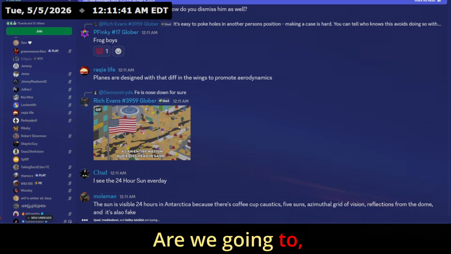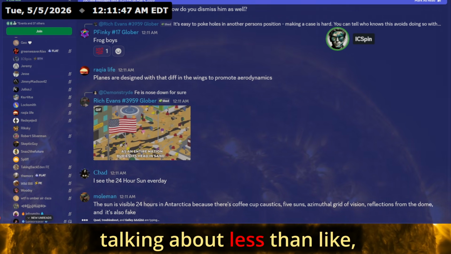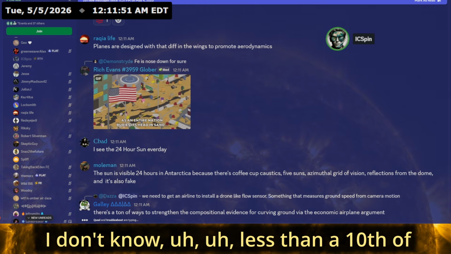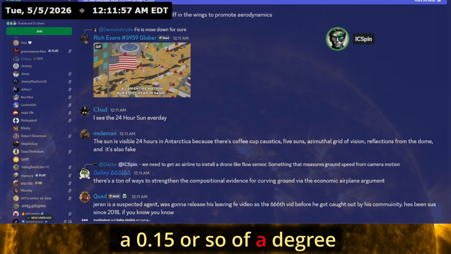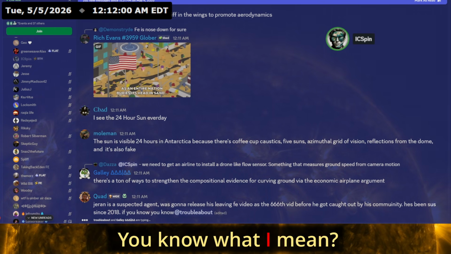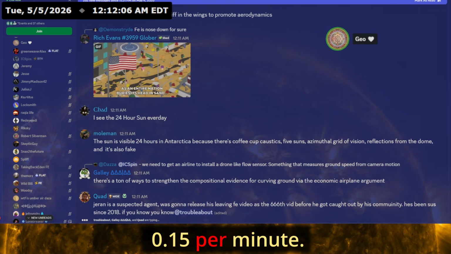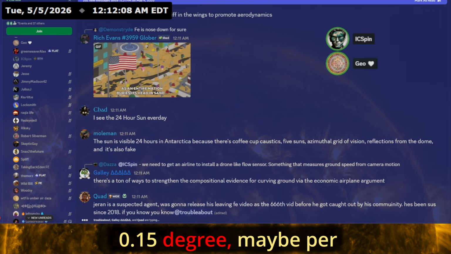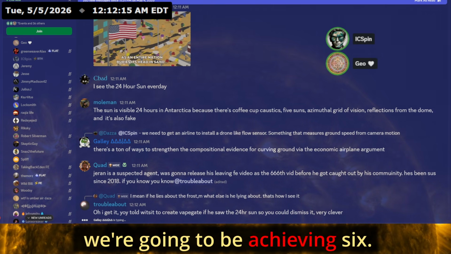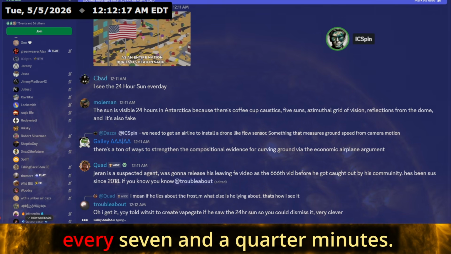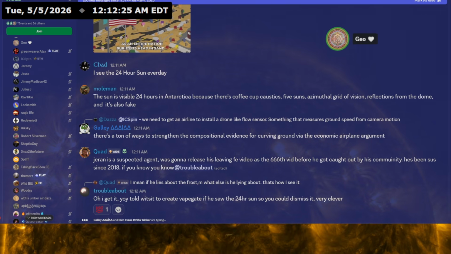Are we going to detect it? If we're breaking it down to every minute, we're talking about less than a tenth, definitely around 0.15 or so of a degree every minute. Are we going to feel that? It's a very, very small amount. I don't know, maybe someone else can speak on it. 0.15 per minute, is that what you said? 0.15 degree maybe per minute is what I said. If we're going 500 miles an hour, we're going to be achieving 1 degree every 7 and a quarter minutes, I think. And if you're going a little faster, it'd be a little quicker. So is that detectable? Right, that's the question, I guess.